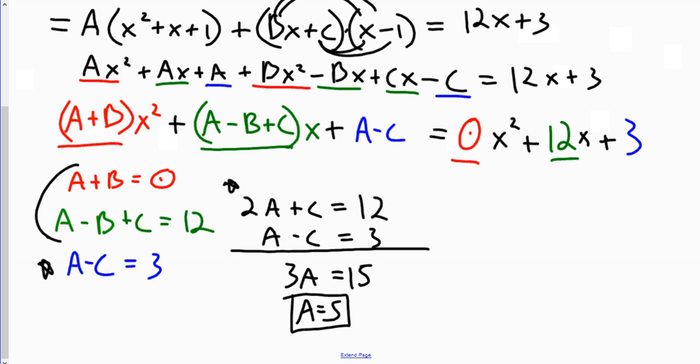Next piece is to find out b. Well, it's easy to find b when a is 5. They have to add to be 0. So I get 5 plus b equals 0. So b is negative 5.